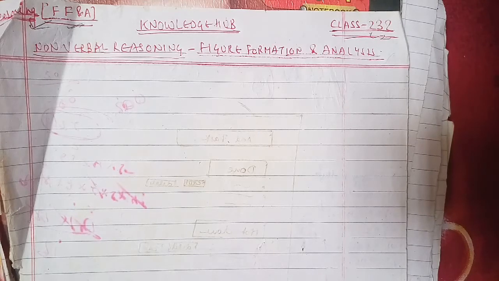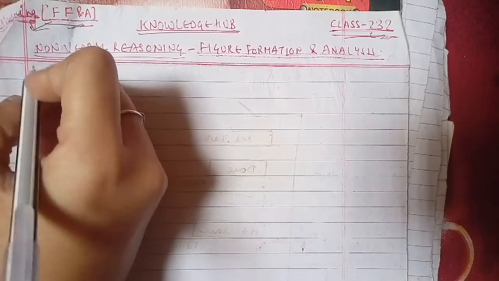In these types of questions, in each of the following questions, you have to find out which of the figures A, B, C, D can be formed from the pieces that are given in X here. So we'll go ahead.